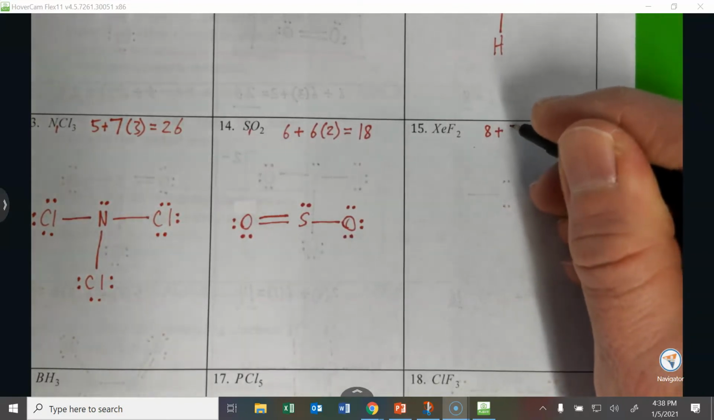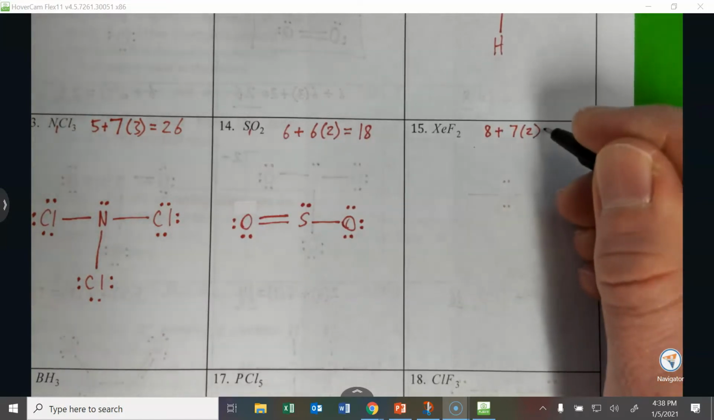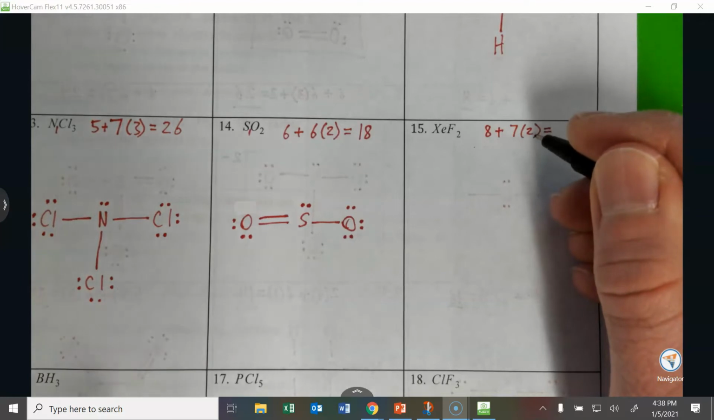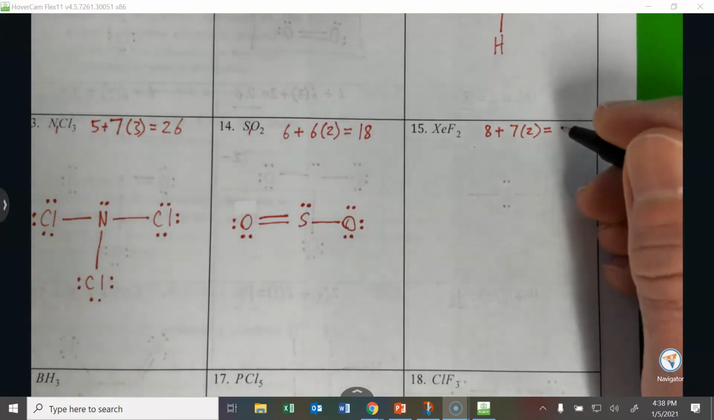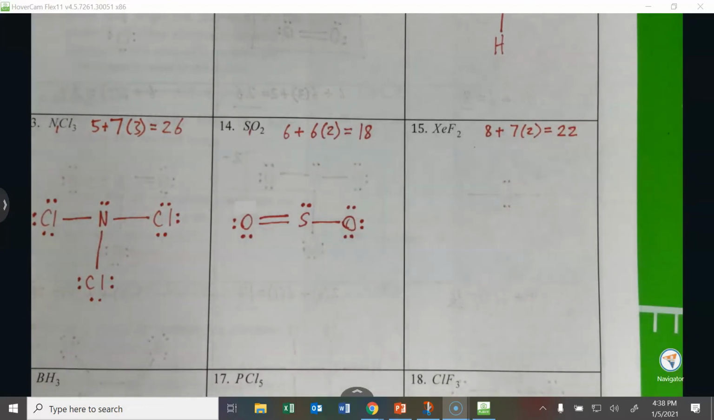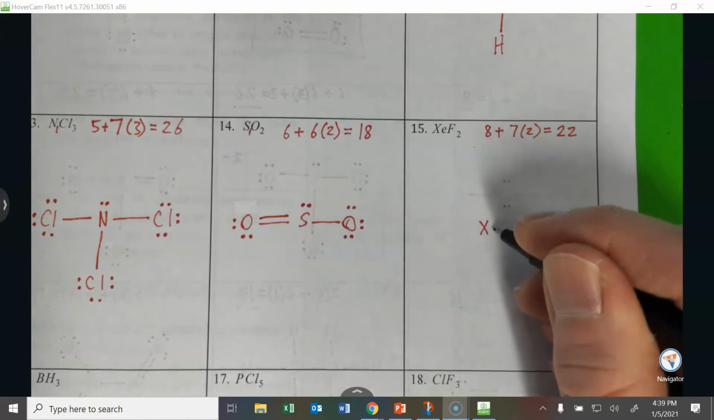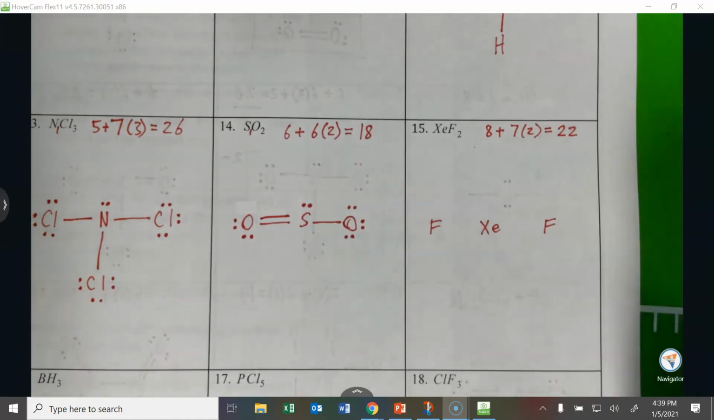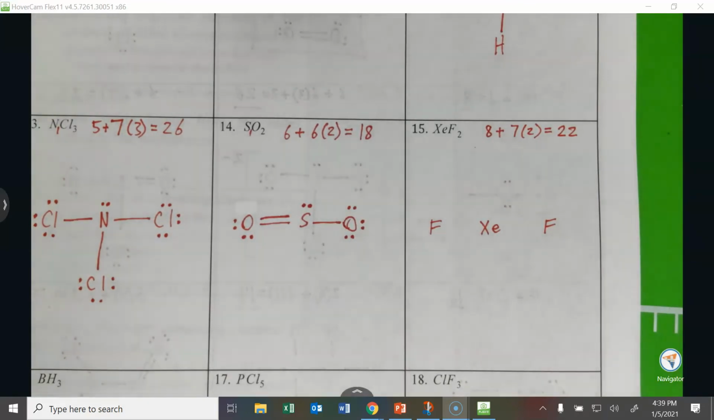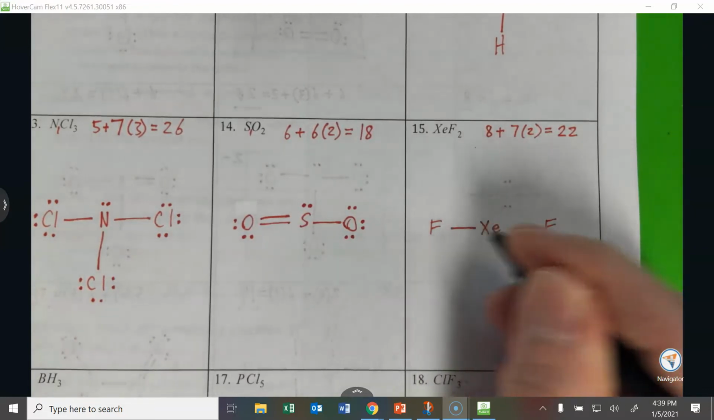Anyways, so xenon has 8 valence electrons because it's in group 18. Fluorine has 7 valence electrons, and we're multiplying that by 2. So we end up with 7 times 2 is 14. Add 8, you get 22. Xenon goes in the middle. So there's only one of them, and then we have 2 fluorines. Kind of an interesting looking molecule when we draw it.